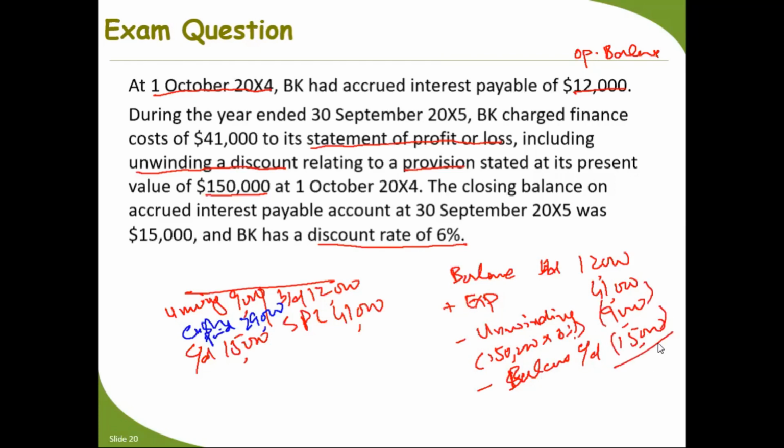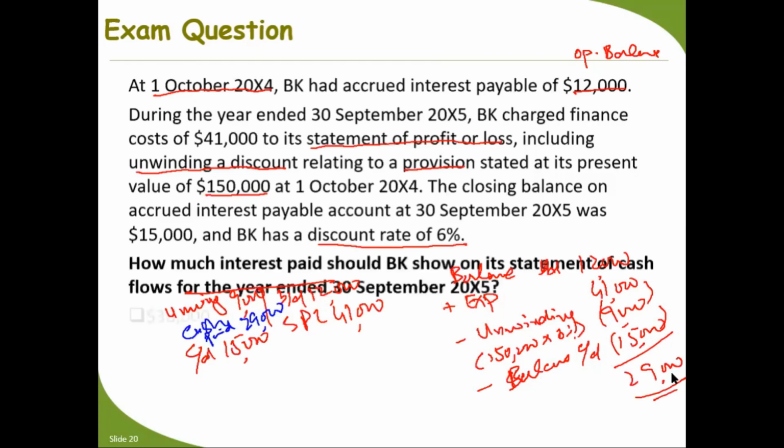And then we have this balancing figure. 12 plus 41 minus 9 minus 15 equals to 29,000. So our answer is B. Either we can use this T account format, either we can use this pro forma format.